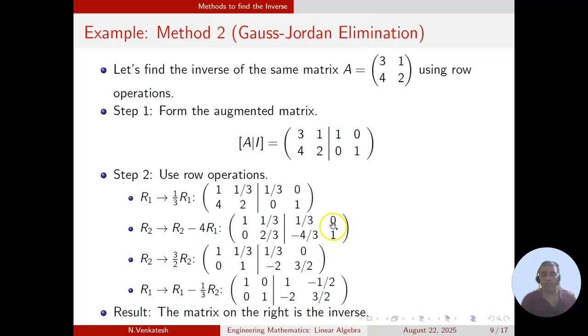So the elementary row operations that are allowed are swapping of two rows, multiplying all elements of a row by a constant, or adding multiples of one row to another row. These are also called elementary row operations.